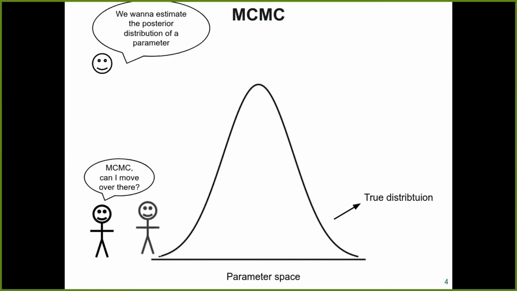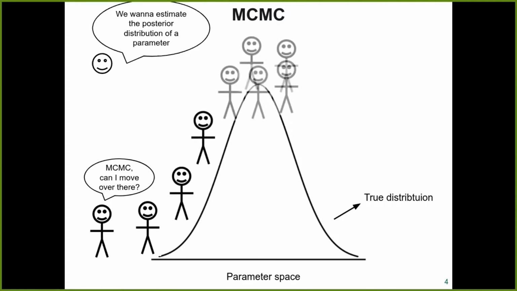And we move to another point, and we ask the same question to the MCMC again. And in that way, we move around until we have covered the parameter space, and the amount of iterations that we spend at a given point is going to be proportional to the posterior distribution.